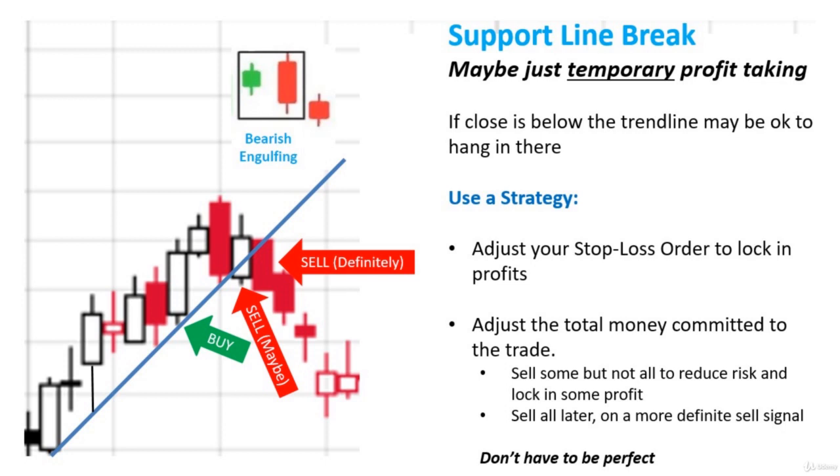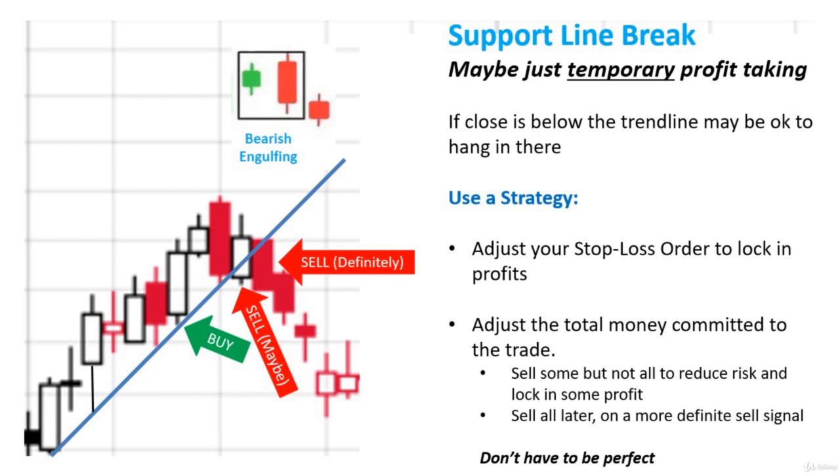So the idea is, I've made a profit, I'm going to lock in some of those profits. I think I might have a false breakout, maybe some temporary profit taking. I'm going to hang in there a little bit, but with a smaller position, a smaller amount committed, because I've already taken some of it out. And if it looks like it goes south and it really is a definite breakage and it keeps going down, as in this example it does, well then I'll sell at that.